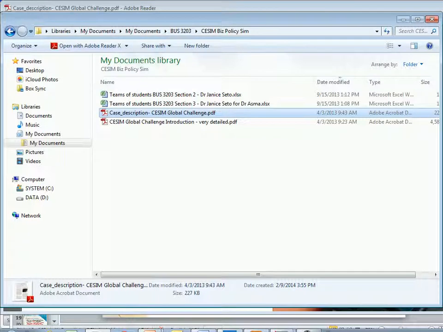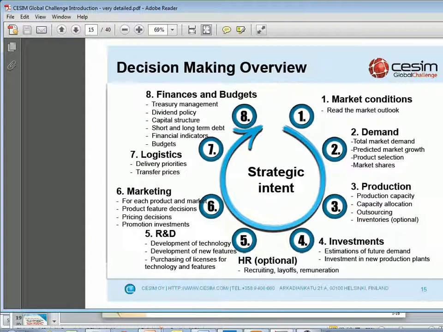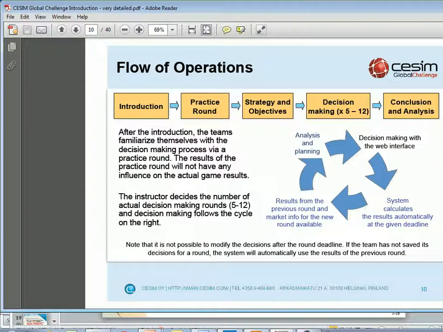So there are 2 readings: the case description, which is what we're doing now, and then the CESIM Global Challenge, which is very detailed. Very detailed starts there. That was the flow of operations.